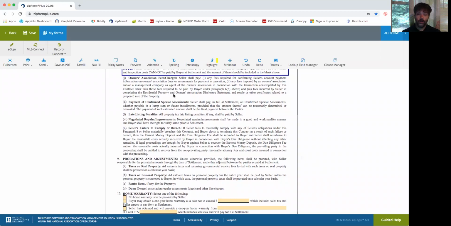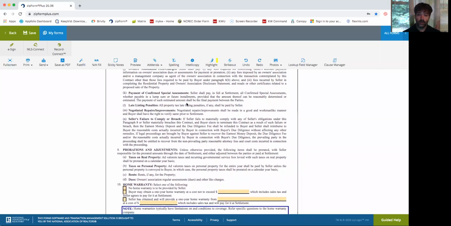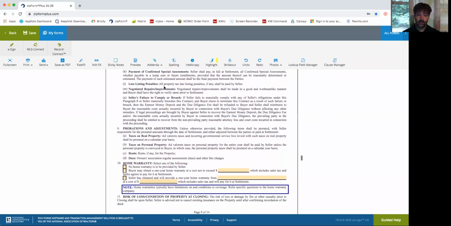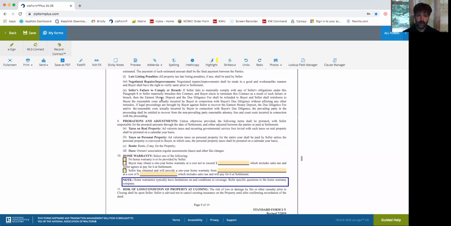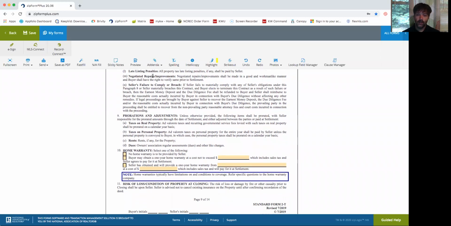Talking about owner association fees, if there are any, if you're going to have to incur any fees in conjunction with the transaction or transferring that to a new owner. Any confirmed assessments are going to be paid by the seller. If you have any late listing penalties, or late tax listing penalties, that's going to be the responsibility of the seller as well. Any negotiated repairs should be completed in a good and workmanlike manner prior to closing.